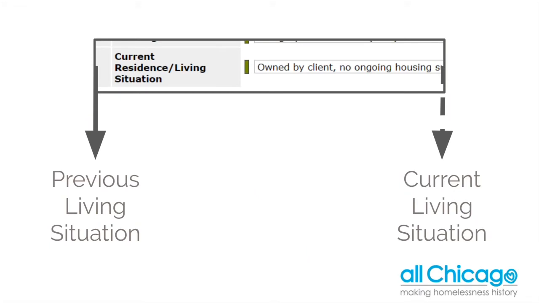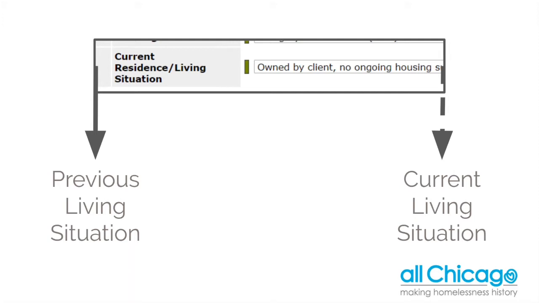So again, one thing I wanted to mention is that this current residence slash living situation question will be becoming previous living situation. It's literally going to be replaced by that. And then an additional thing that's going to be created for this question is current living situation. Prior living situation is asking where a client was the day before. Current living situation is asking where a client is right now that you're talking to them or completing this assessment. So there's a time difference between the two of those.